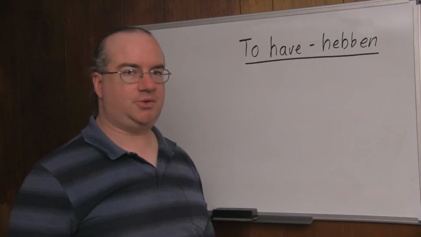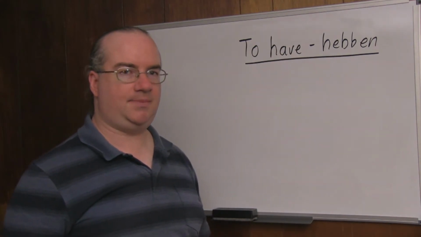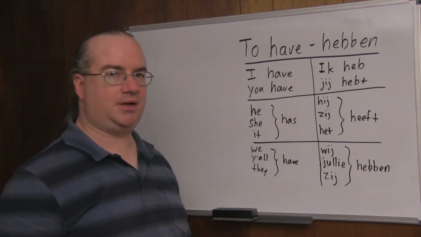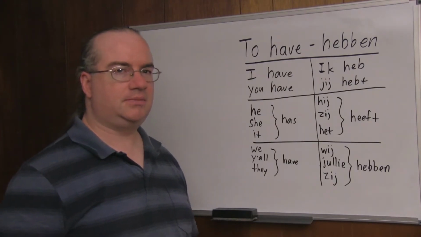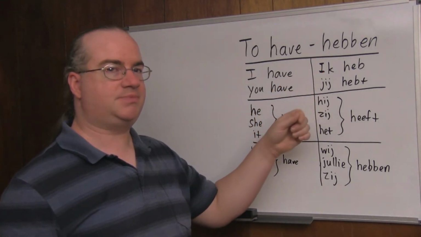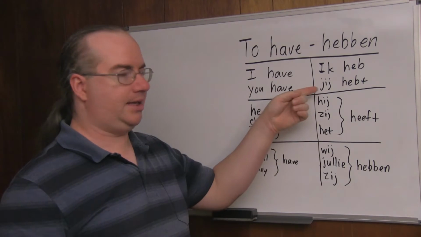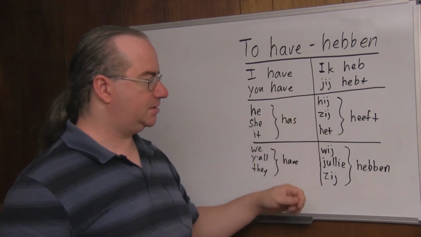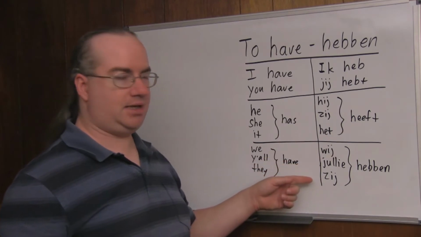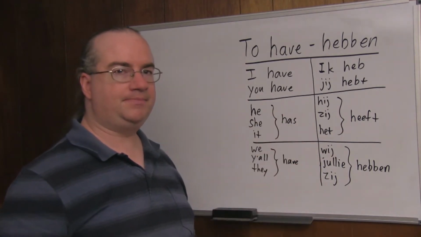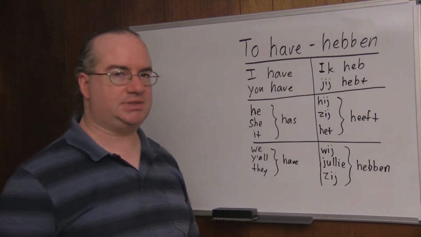In Dutch, the verb to have is pronounced hebben. And here we have the chart fully conjugated in the present tense. So we have ik heb. Remember the B is pronounced like a P. Jij hebt. Hij, zij en het heeft. And wij, jullie en zij are of course going to be the same as the infinitive: hebben.